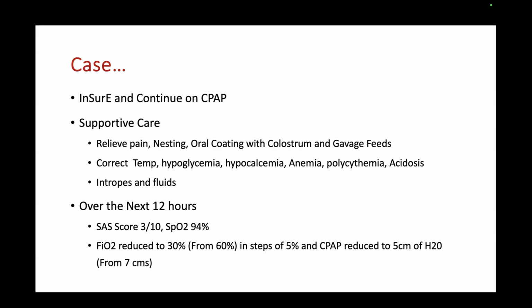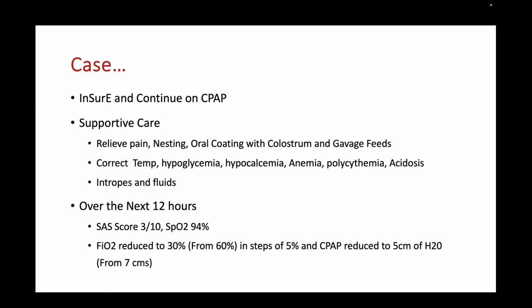And if the baby is less than 1250 grams, maybe there is a role for giving caffeine to prevent apneas and also to improve the lung function. So this baby was given CPAP, surfactant, and good adequate supportive care. All things were taken care of to ensure that the pressure is reaching the lung, humidification is appropriate, and the interface is all right. And then over the next 12 hours, the baby's SA score has dramatically come down to 3/10.